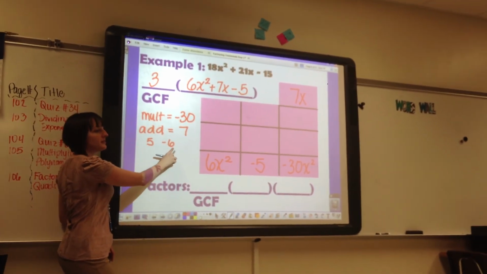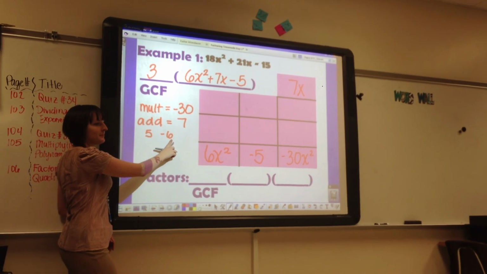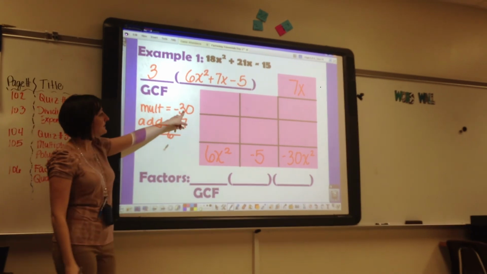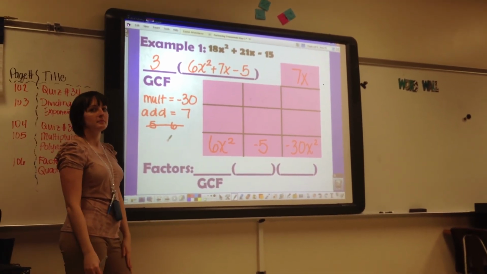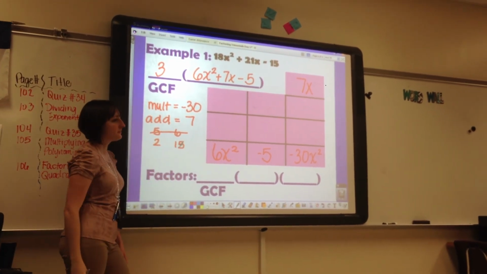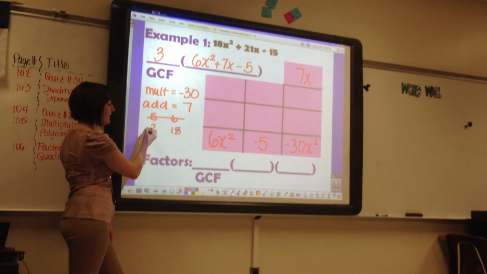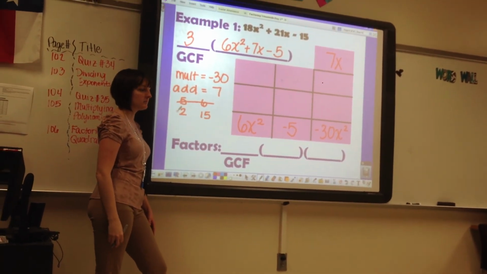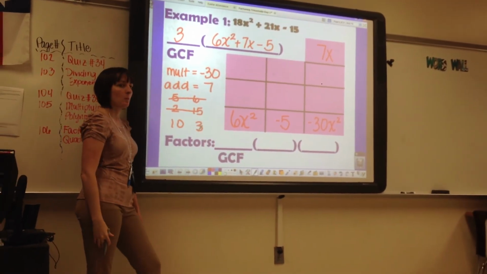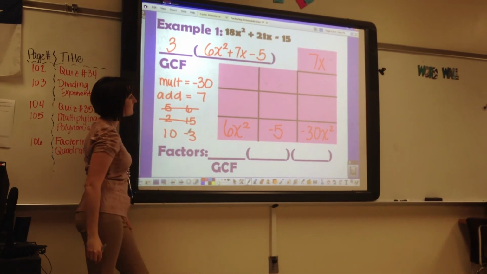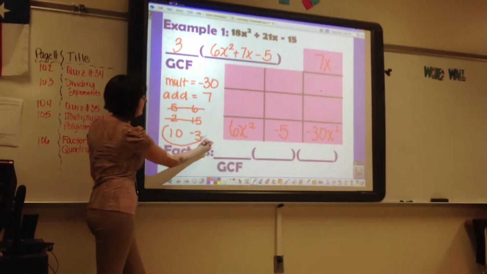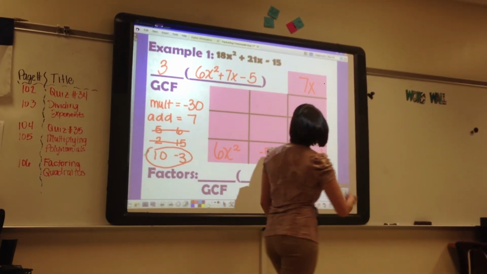What's 5 plus negative 6? Negative 1. Is that 7? No. So those don't work. Some more that multiply. 2 and 15. Does that work to give you 7? If you made either one of them negative, would it work? Okay. 10 and 3. Yep. Wait, negative 3. Okay, if you made 3 negative, yes. Add them together, what do you get? 7. It works. So those are our golden numbers right there.